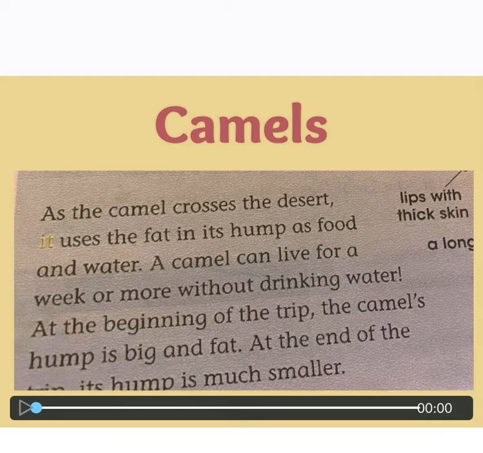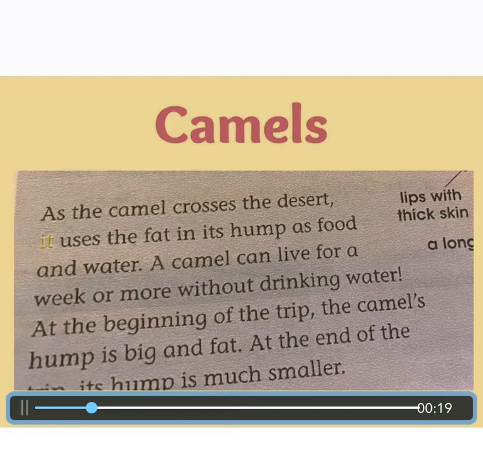Let us continue our reading. Second part, after we finish the first part of the text, let us go to the second part. As I told you in the first part, camels live in the deserts of Africa, Asia, and Australia. They carry people and things across the desert. Before traveling across the desert, a camel eats a lot of food and drinks a lot of water. Why? Because the camels store this food and this water as fat in its hump, on its back.